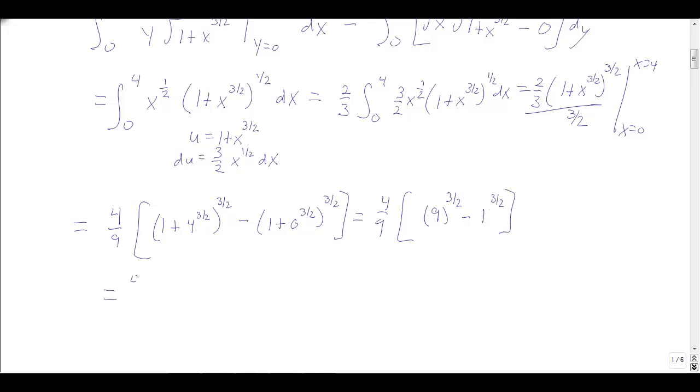And so what I get is 4/9 times, let's keep this here. Let's see, square root of 9 with this to the 1 half is 3. 3 to the 3rd is 27. 1 to anything is 1. So I get 4 times 26 over 9. That's going to be 104 over 9. So there's our answer.